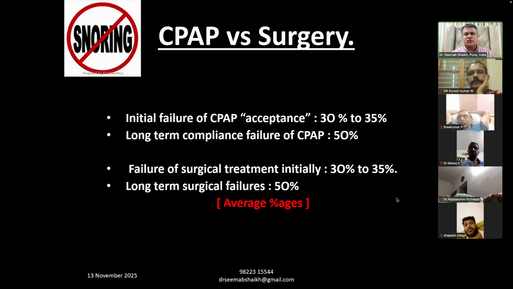People will ask you, oh, your surgeries failed. These are statistics which I'm showing you, which are not our statistics. These are statistics from the chest journals. So if you look at the CPAP failures, they have two types of failures. Initial acceptance failure is also very high, and long-term compliance failure is also very high. So when something like this happens, then you're not able to justify the use of the CPAP. Similarly, they say that the treatment of the surgery is a failure in the long term.